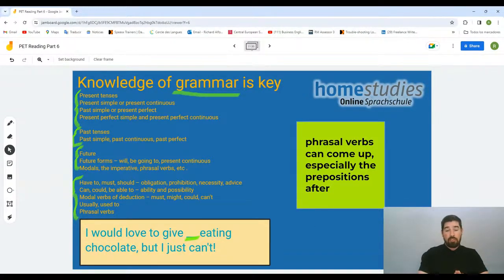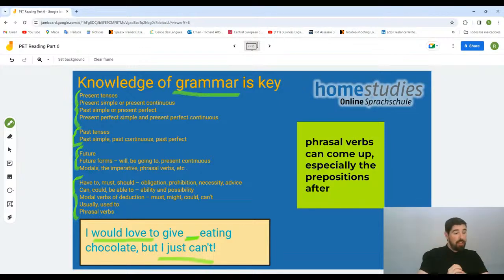So look, I would love to give eating chocolate, but I just can't. This is a person we look at before. This is something they want to do, but they can't. Chocolate is not very good for you if you eat too much. I know it's Valentine's Day and maybe you've received or given some chocolate today, but most people would like to reduce or stop it. Now, there is a phrasal verb which we would use to stop doing something. By a phrasal verb, I mean a verb and a preposition.